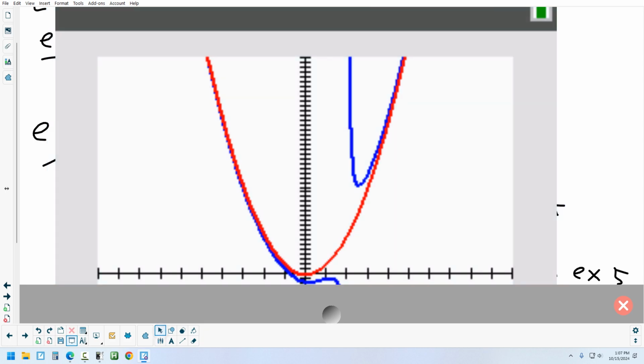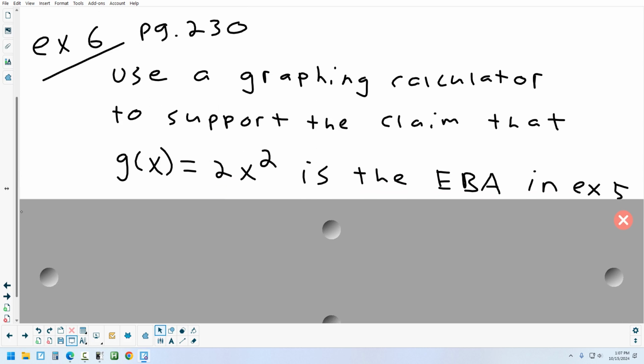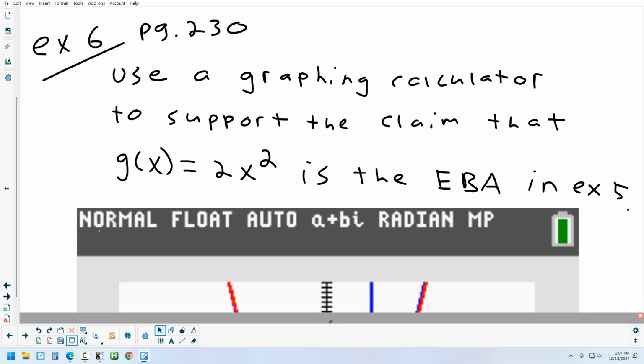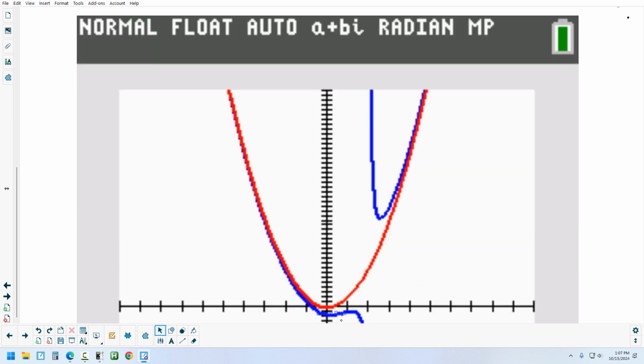So on a test, how would we graph this? What you could do is graph your answer and see if the EBA looks like this. So this is more for us, to double check our answer.